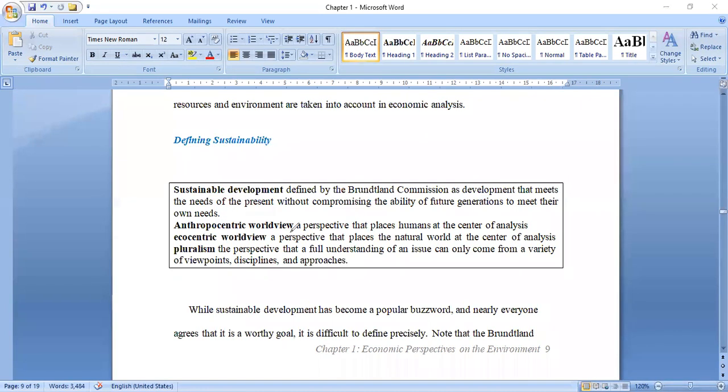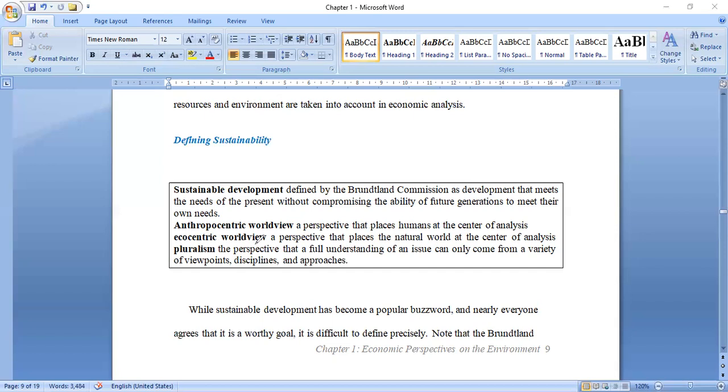Anthropocentric worldview. Anthropocentric is basically that kind of perspective that places humans at the center of analysis. It places human beings at the center of analysis, right? For example, if you're looking at pollution, you're asking yourself, is this pollution going to affect human beings, and so that kind of thing, right? You're basically fighting for the standard of living of human beings, as we are going to find out later on.